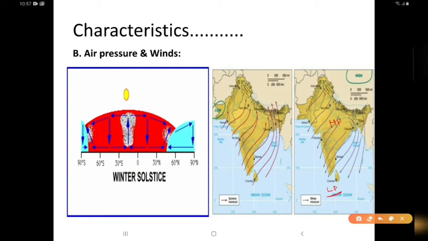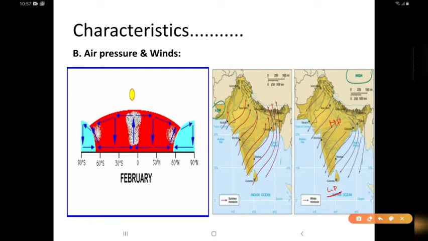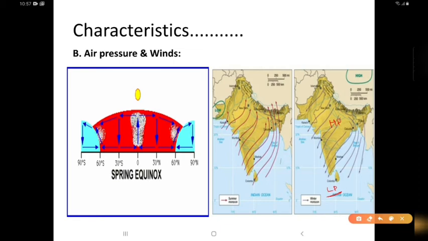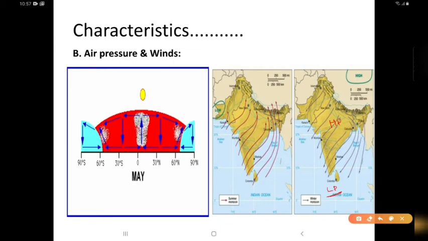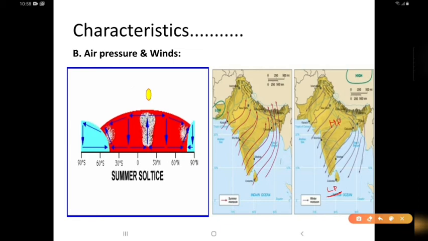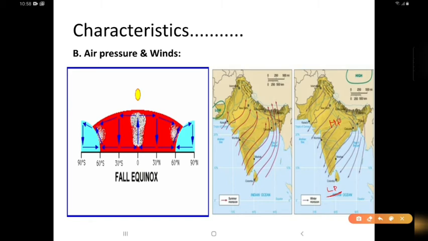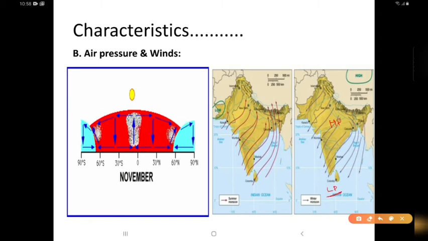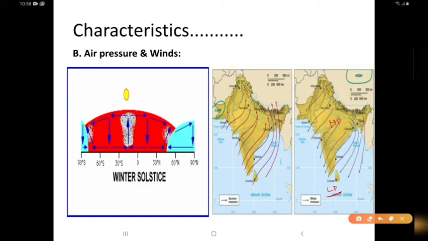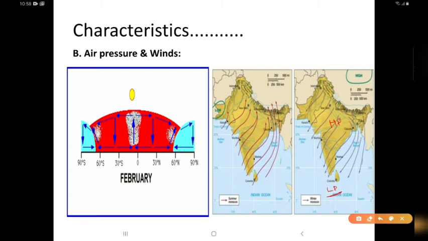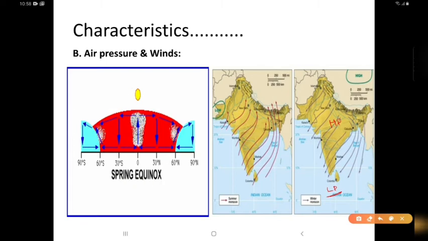Now, the pressure system is completely reversed during the summer season when the sun registers northward migration after 21st March and becomes almost vertical over the Tropic of Cancer on June 21st, which is the summer solstice.